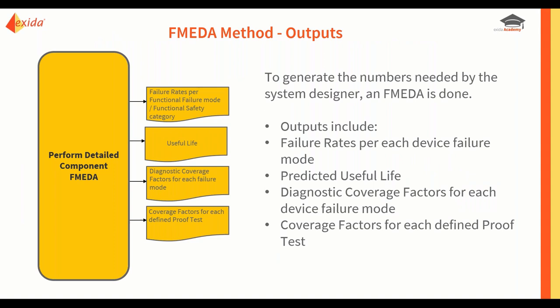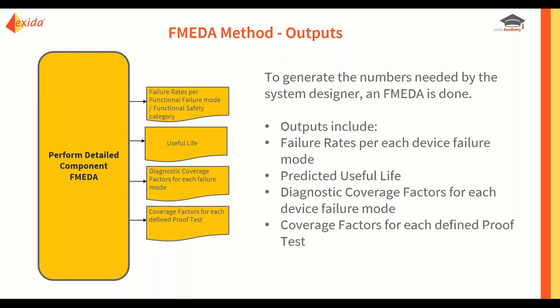So what we get out of doing the FMEDA, from a spreadsheet or using a particular tool, it makes no difference, is basically the failure rates for each device failure mode. You also get the predicted useful life, the diagnostic coverage factors for each device failure mode, and the coverage factors for each defined proof test. Now, just to reiterate, to get this type of information from an FMEDA, it's important that you use a verified database for your component information.